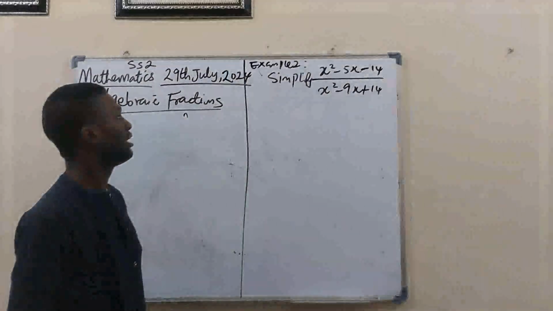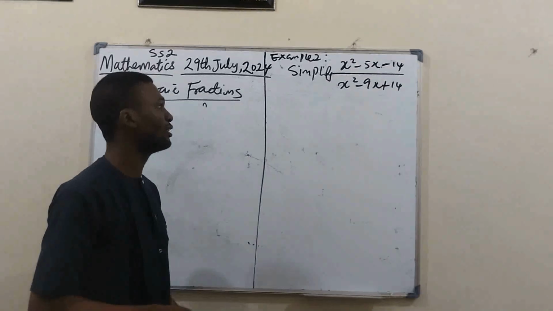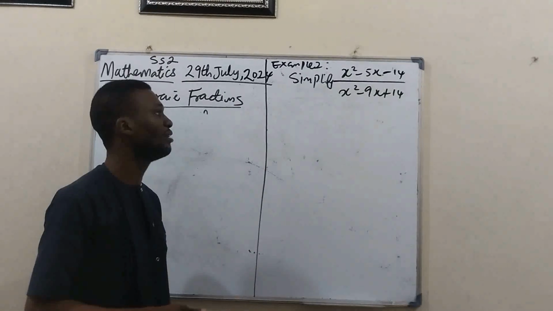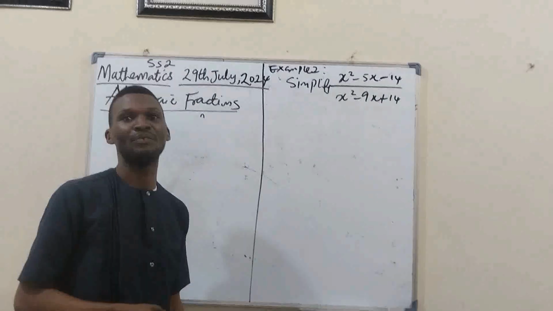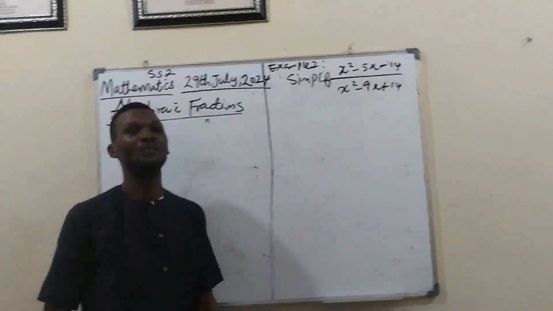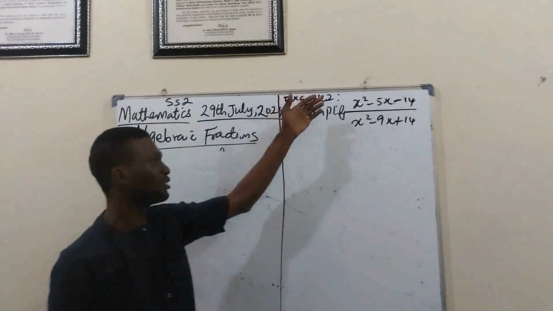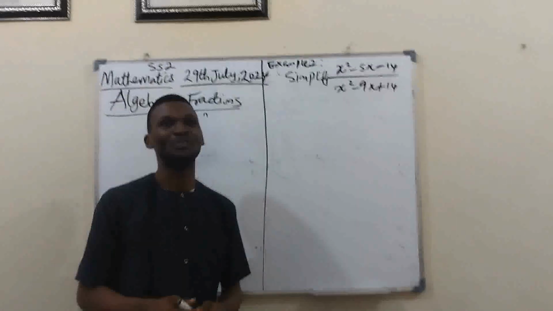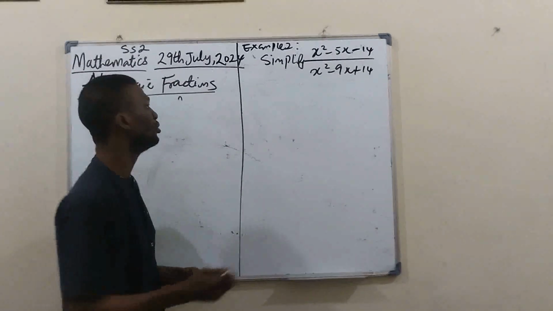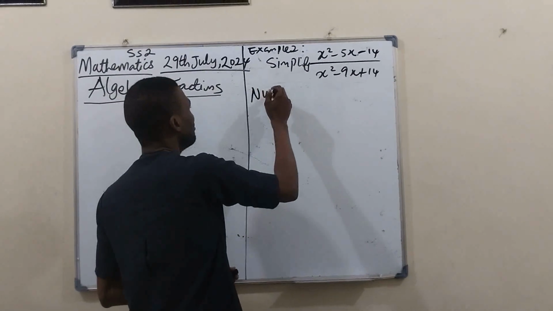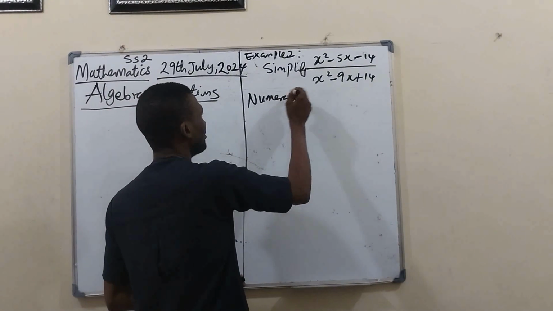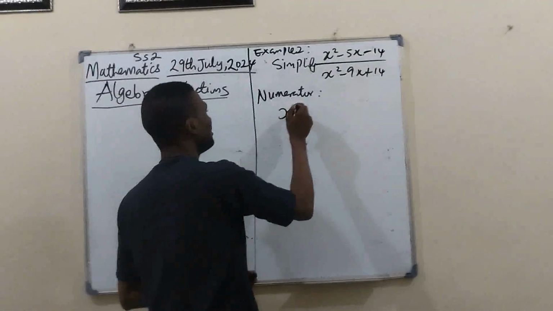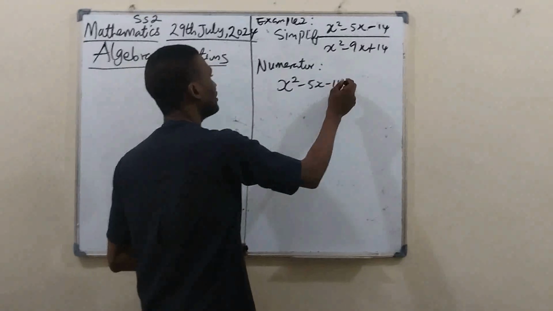Okay, now we are to simplify x squared minus 5x minus 14 all over x squared minus 9x plus 14. If we look at this, we see that both the numerator and the denominator are quadratic expressions. We first work on the numerator by factorization. So we have our numerator as x squared minus 5x minus 14.